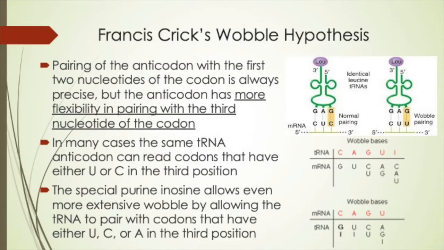Okay. When it comes to the pairing of the tRNA to the RNA, there's what's called the Francis Crick wobble hypothesis. So pairing of the anticodon with the first two nucleotides of the codon is always precise, but the anticodon has more flexibility in pairing with the third nucleotide of the codon. Okay, what does that mean? So the third nucleotide is always flexible in pairing, right?